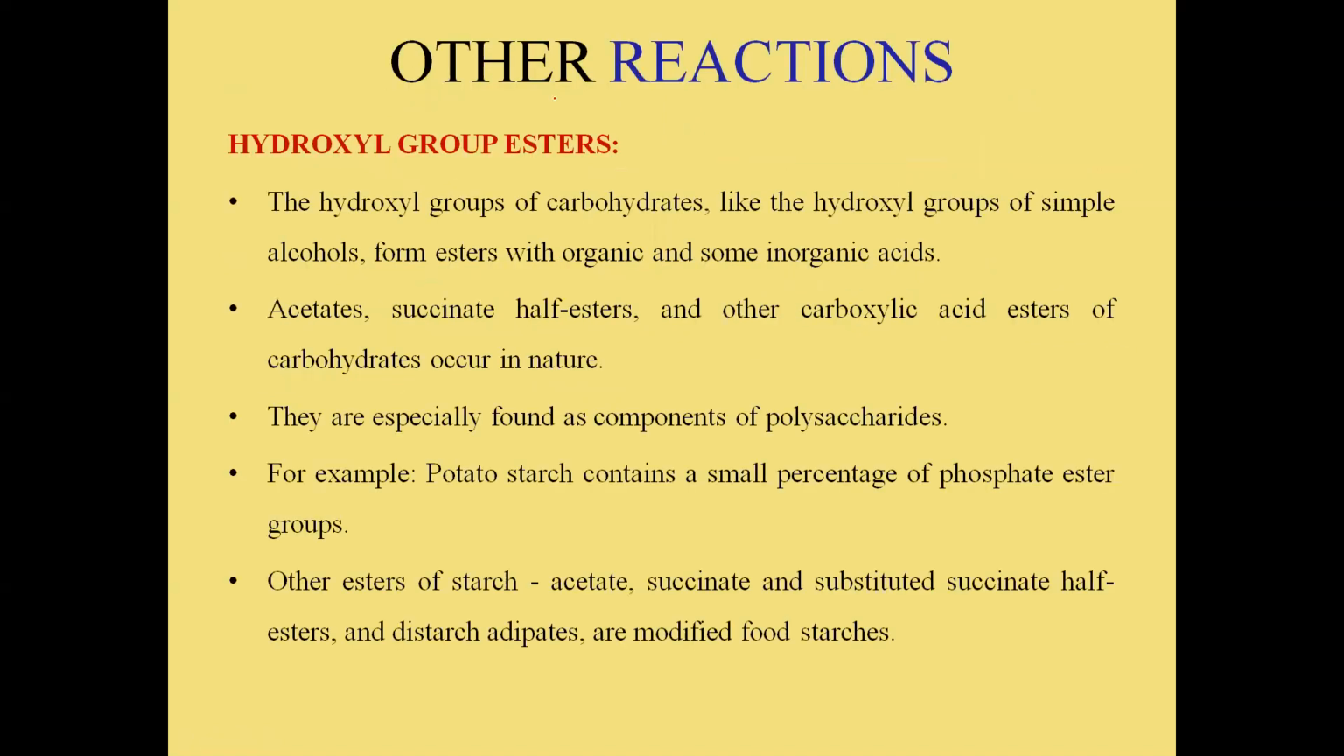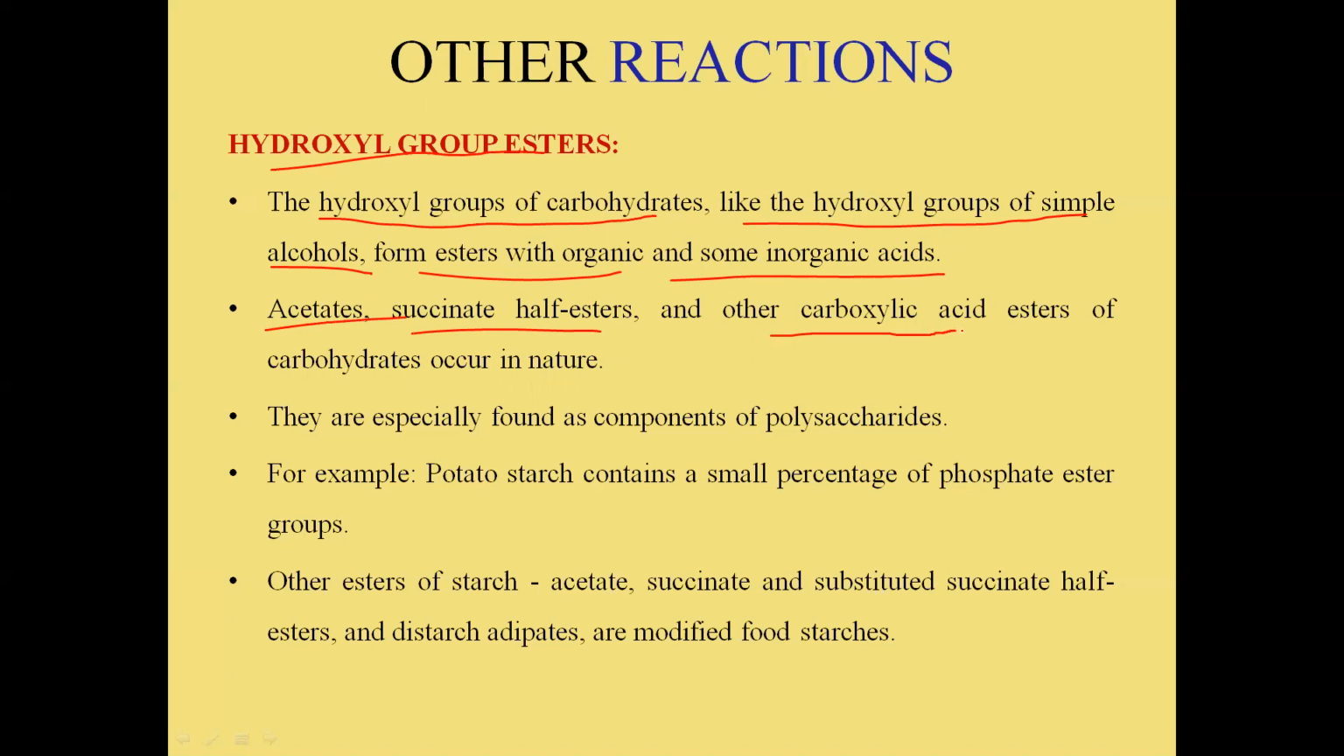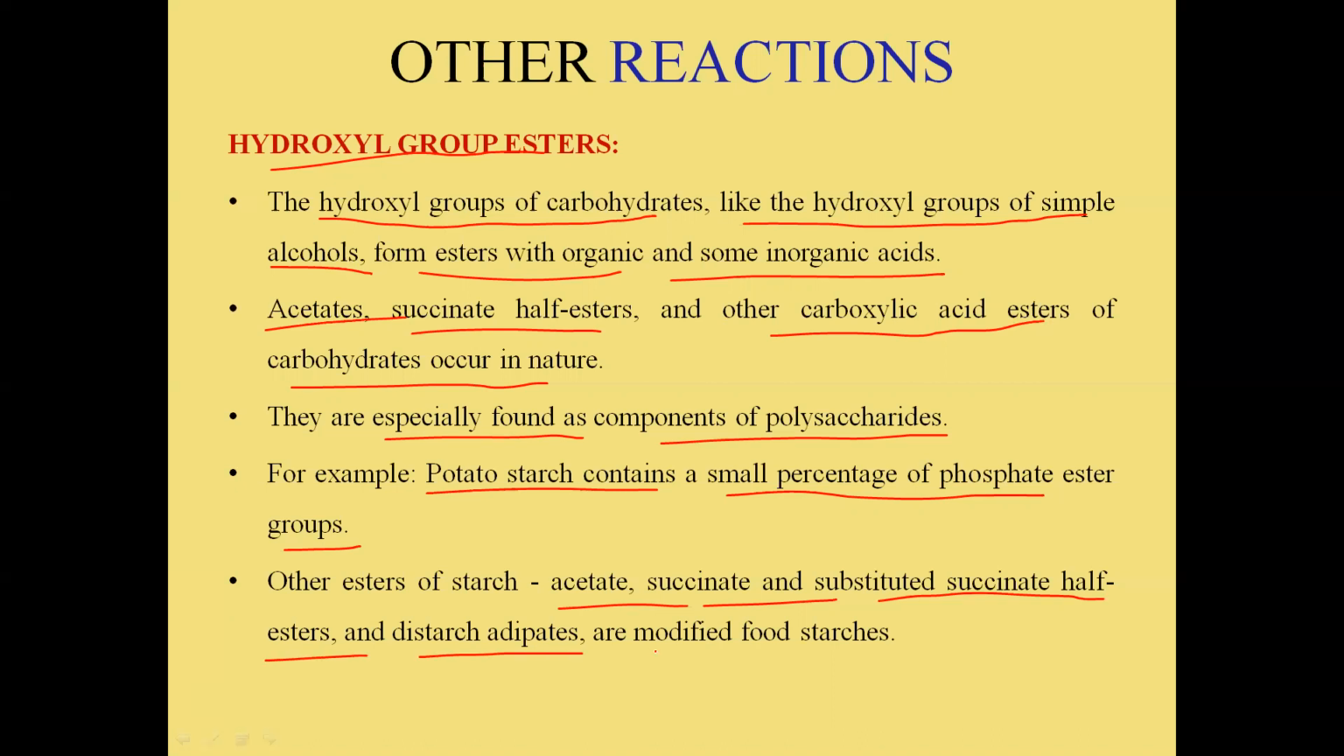Moving on to the next, other reactions taking place in the carbohydrates or the monosaccharides in particular. First, the hydroxyl group esters, where the hydroxyl groups of carbohydrates, like the hydroxyl groups of simple alcohols, form esters with organic and some inorganic acids. A few examples are acetate, succinate half esters, and other carboxylic acid esters of carbohydrates occurring in nature. They are especially found as components of polysaccharides. For example, potato starch contains a small percentage of phosphate ester groups. Other esters of starch are acetate, succinate, and substituted succinate half esters and distarch adipates that are found in the modified starches.